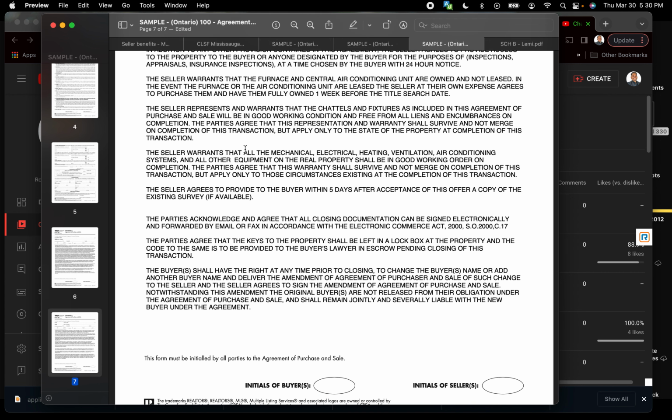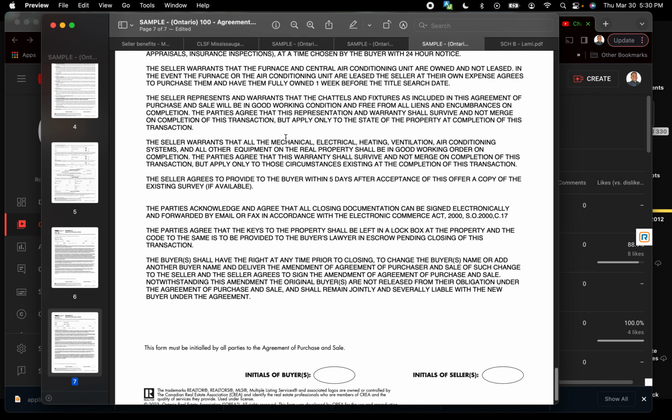Next is the seller warrants that all mechanical, electrical, heating, ventilation, AC systems, and all other equipment in the real property shall be in good working order on completion. The parties agree and warrant that the warranty shall survive and not merge in completion of this transaction, but apply only to those circumstances existing at the completion of this transaction. So all these systems, mechanical, electrical, heating, ventilation, AC, have to be in good working order.